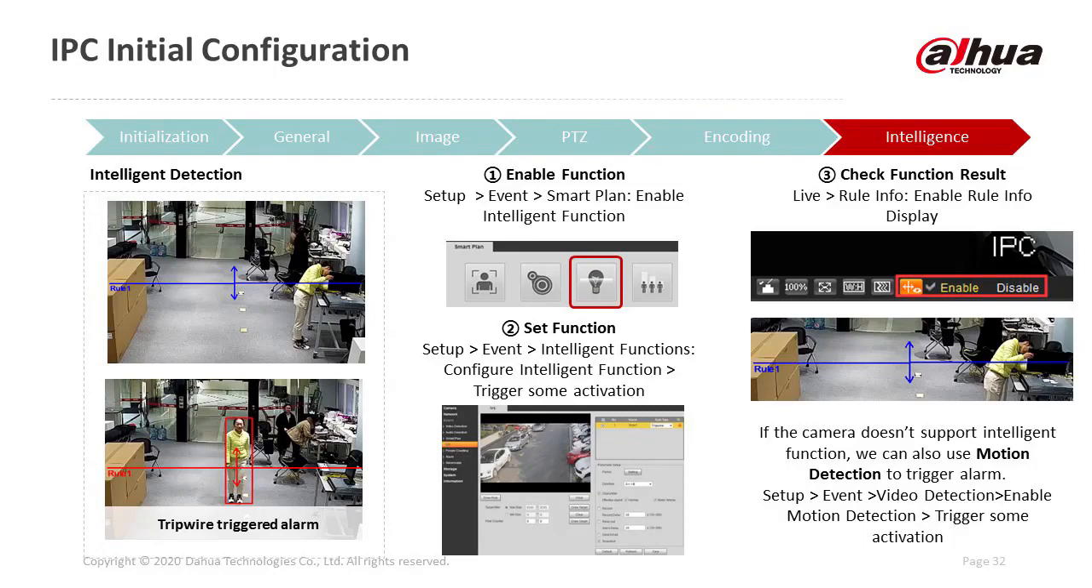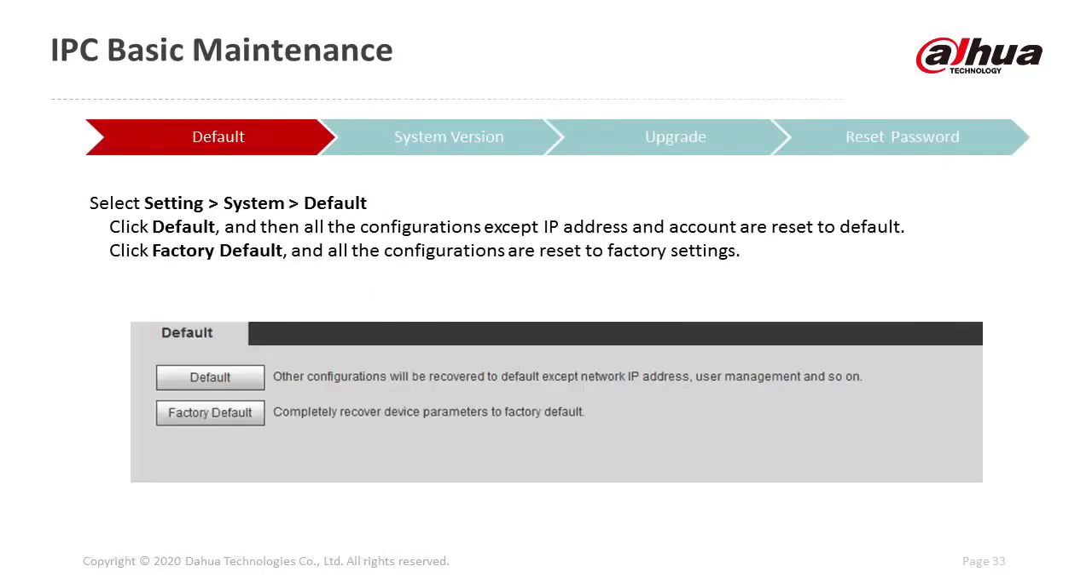Third, check function result. In addition to the initial configuration, we shall take basic maintenance for camera to make the device work normally. To default the system, click Default. All the configurations except IP address and account are reset to default. Click Factory Default. All the configurations are reset to factory settings.